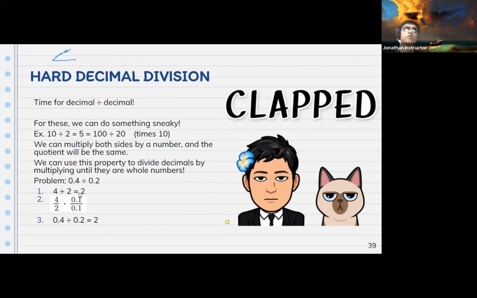So 4 over 2 times 1. That is basically what this equation is. So it's still going to be 2 times 1, but we just multiply the top and the bottom by 0.1, and it'll be the same exact equation. So if we multiply the top and the bottom by 0.1, we will get 0.4 divided by 0.2. And that's going to equal 2, because 4 divided by 2 is equal to 2. So that's how we solve these kinds of problems.